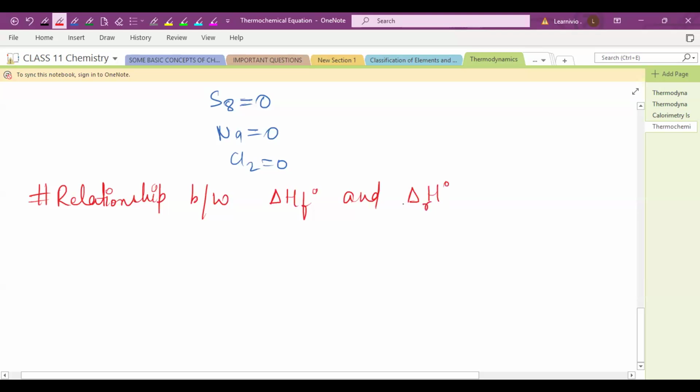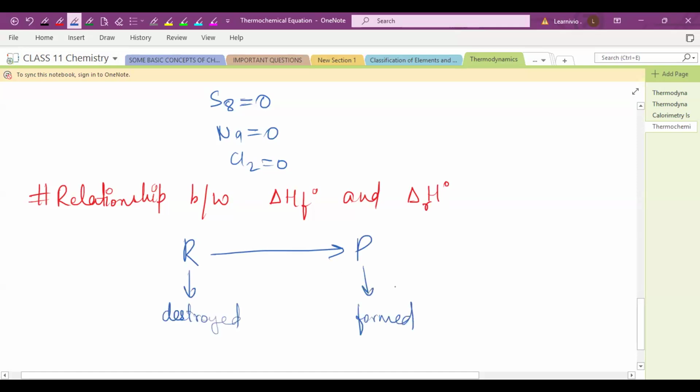So delta HR naught is the standard enthalpy change of the reaction, of the whole reaction. Okay, and this is the formation. Formation की बात हम कब करते हैं? For the product only. So suppose we have a general equation, the reactant is changing into a product. Reactant क्या हो रहा है यहाँ पे? Destroy हो रहा है. The reactant is being destroyed. Okay, and this product is being formed. This is being formed, right?